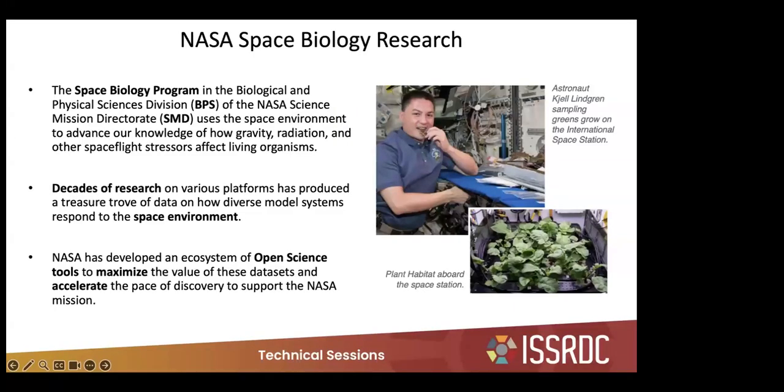The Space Biology program in the Biological and Physical Sciences Division of the NASA Science Mission Directorate uses the space environment to advance our knowledge of how gravity, radiation, and other spaceflight stressors affect living organisms. Decades of research on various platforms has produced a treasure trove of data on how diverse model systems respond to the space environment. NASA has developed an ecosystem of open science tools to maximize the value of these datasets and accelerate the pace of discovery to support the NASA mission.